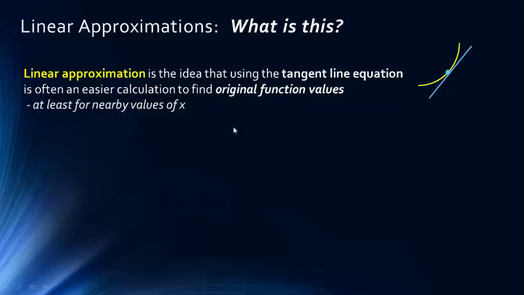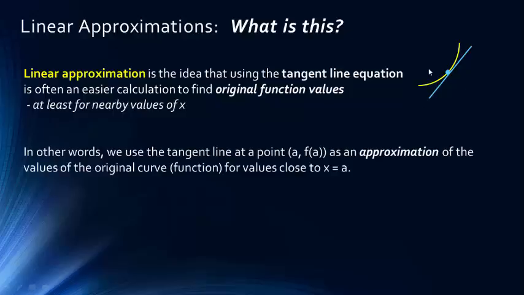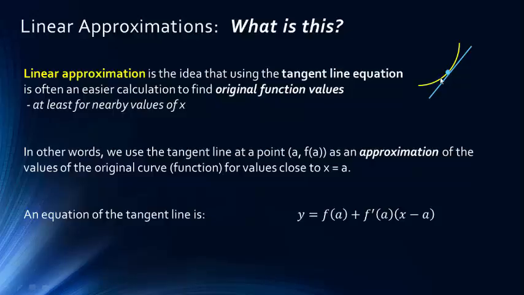And it's easier to find approximations of original function values, at least for nearby values of x, nearby the point of tangency. In other words, we use the tangent line at the point a, f of a, where a is the x value, and f of a would be the y value at this point, as an approximation of the values of the curve for values close to here.